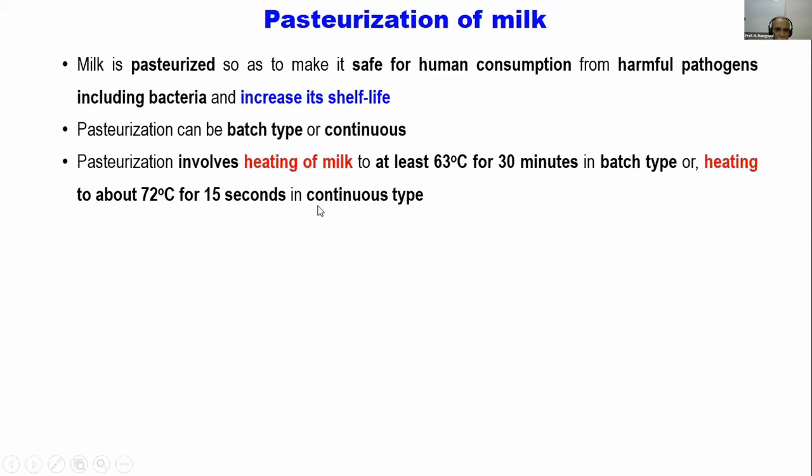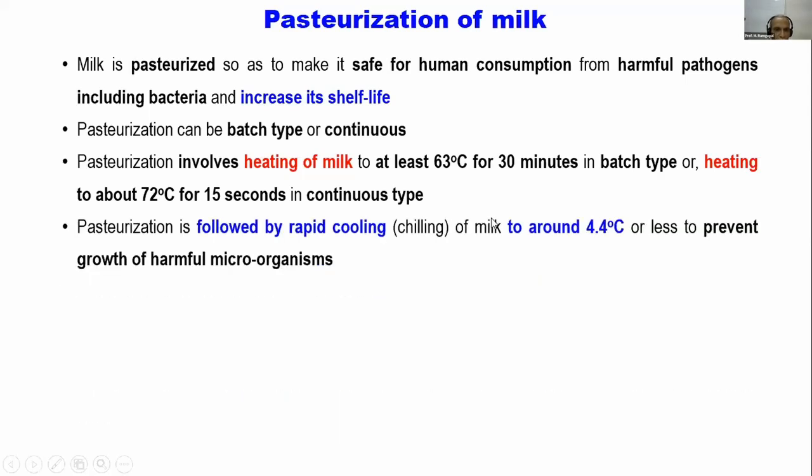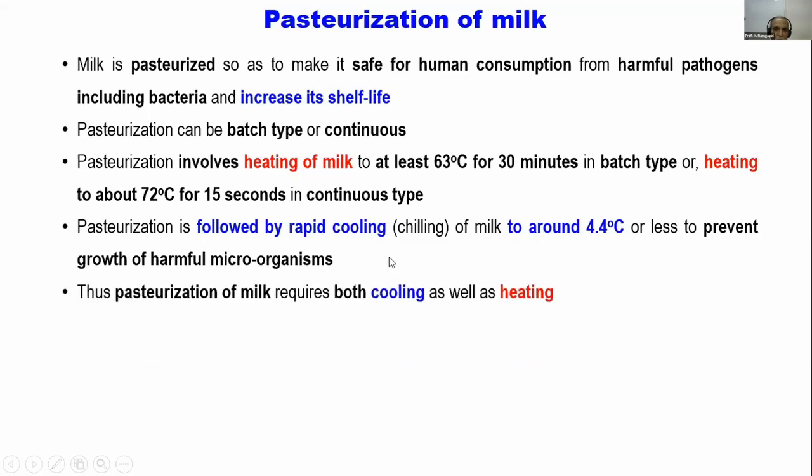systems. So pasteurization generally involves heating of milk to at least 63 degrees centigrade and holding it there for about 30 minutes, typically in a batch type pasteurizer, or heating to about 72 degrees and holding it at that temperature for about 15 seconds in a continuous type pasteurizing plant. And pasteurization is followed by rapid cooling of milk. We have to cool the milk to 4.4 degrees or less to prevent the growth of harmful microorganisms. So we can see that pasteurization requires, on one side, heating to at least 70 degrees or so, and again cooling to about 4.4 degrees.